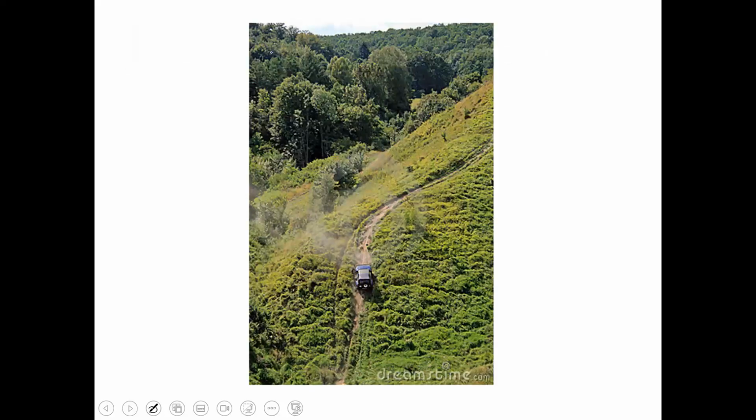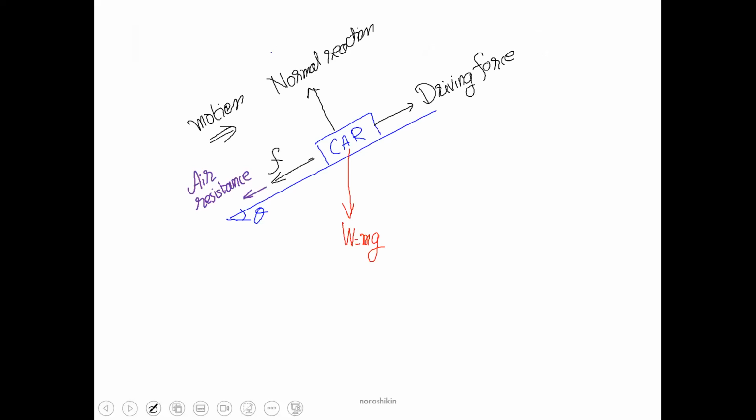Now look at the screen. The car is going up the hill, and this is a car, and the driving force is shown. The car will experience multiple forces always, like the weight, normal reaction, friction, air resistance. The car is moving up. The main idea is to show all the forces, and then to solve the question, you have to copy this screen.